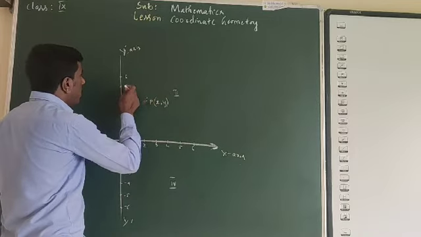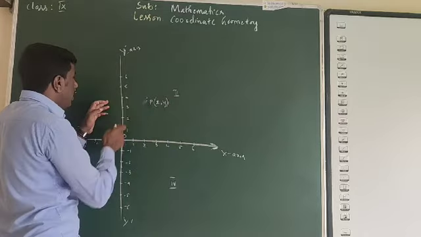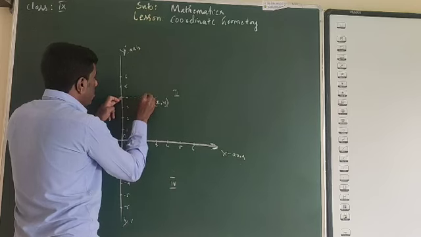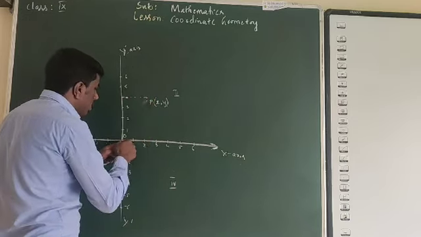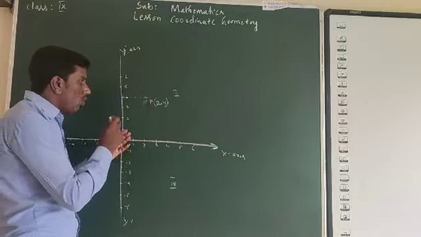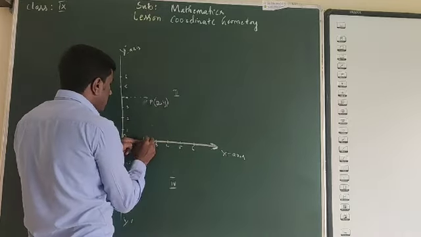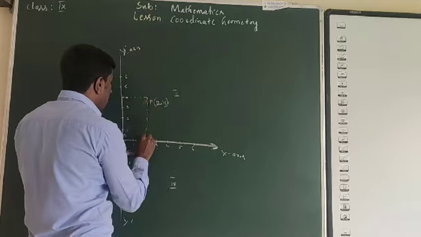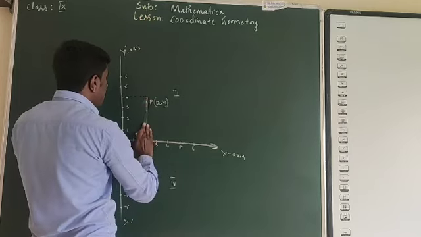Where is the y-axis? This is the y-axis. This is perpendicular and this is parallel. What is the distance of this point? You can measure it on the x-axis; that is 2. What is y? Y is the perpendicular distance from the x-axis to the point. So this is perpendicular, right? How to measure this?